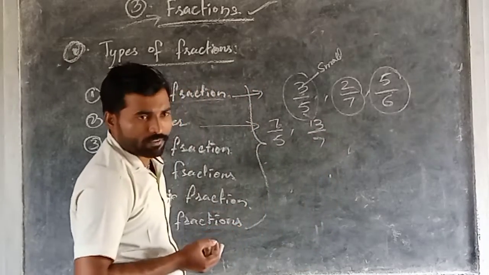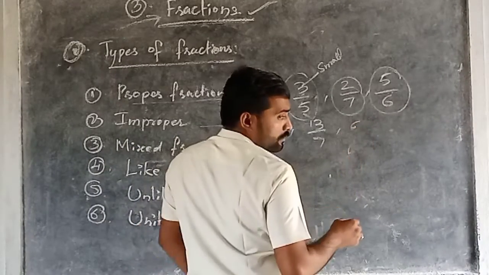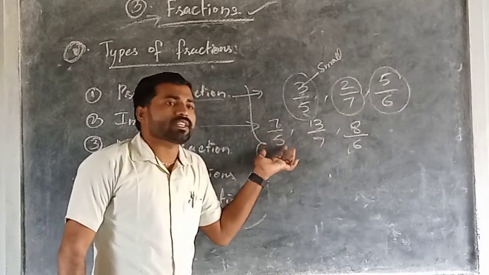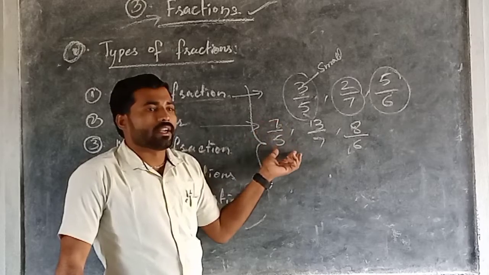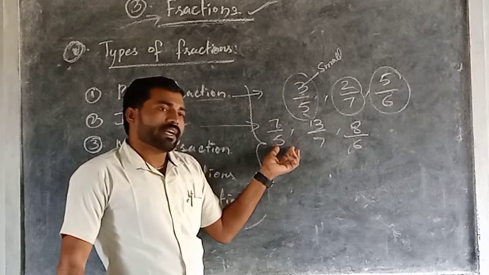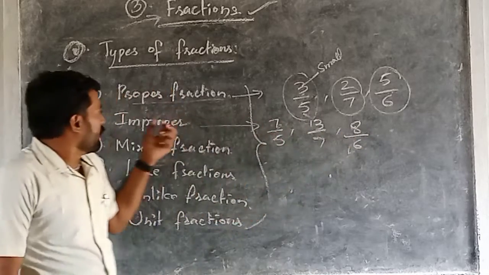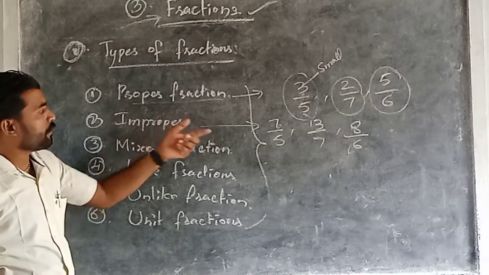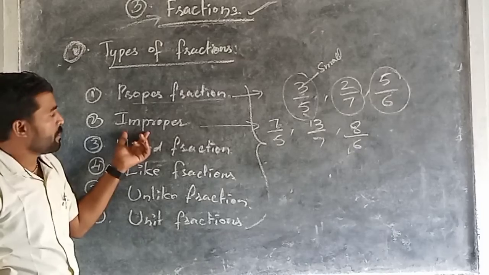Then 8 by 6. If you look at these fractions, the numerator is greater than the denominator. That means the numerator is big and the denominator is small. So this type of fraction is said to be an improper fraction.